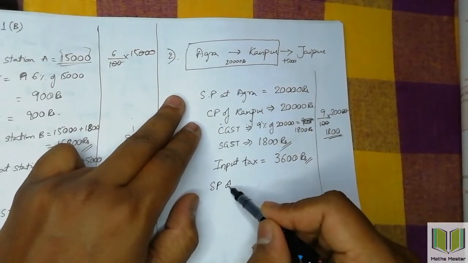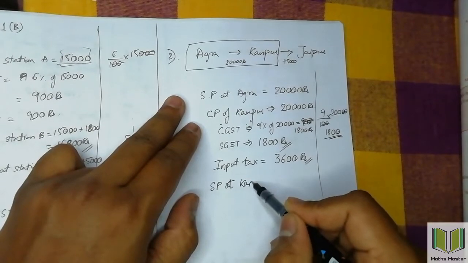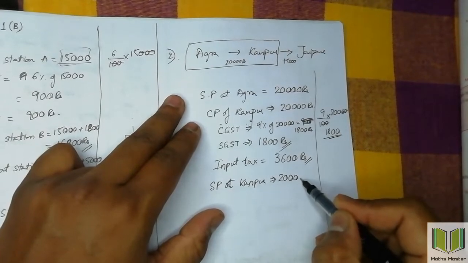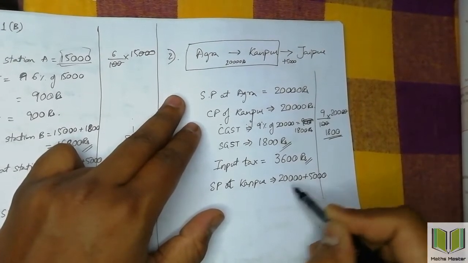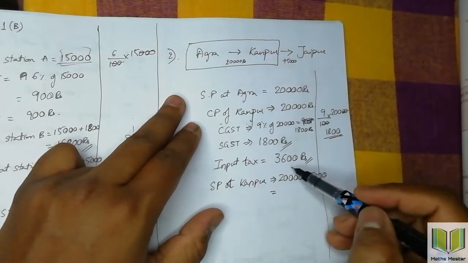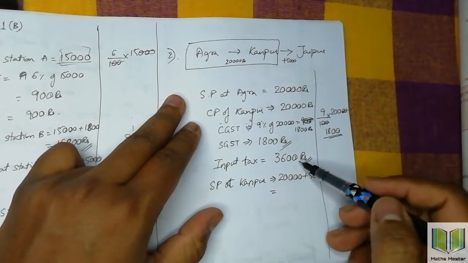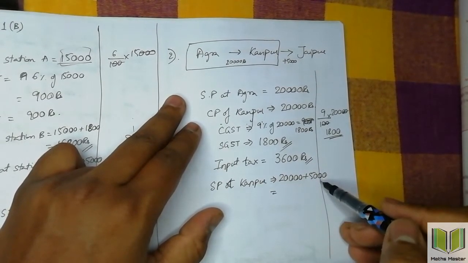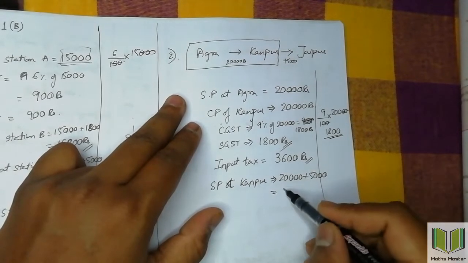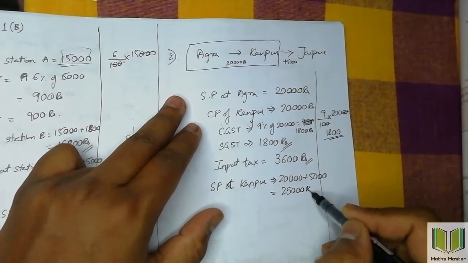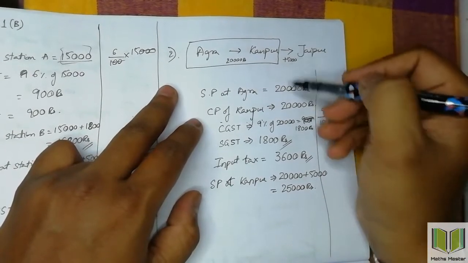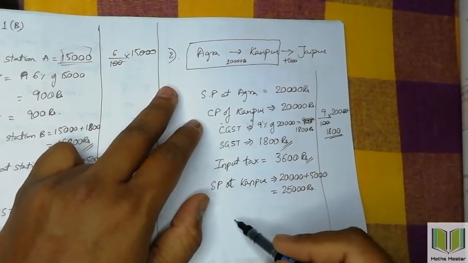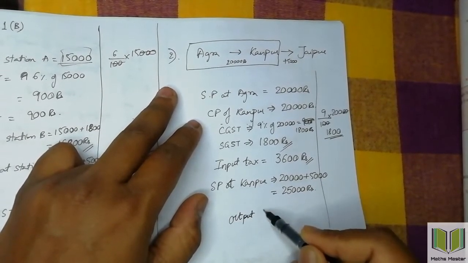Selling price at Kanpur will be equal to, with a profit of 5,000, 20,000 plus 5,000. Why am I not including 3,600 rupees for his cost price? No. The product cost goes as 20,000 rupees. On top of the product, he is making a profit of 5,000, which will be 25,000 rupees. And this 25,000 rupees will be the selling price at Kanpur, on top of which he is paying output tax. You need to pay output tax, isn't it?